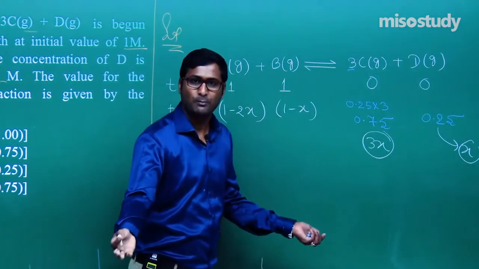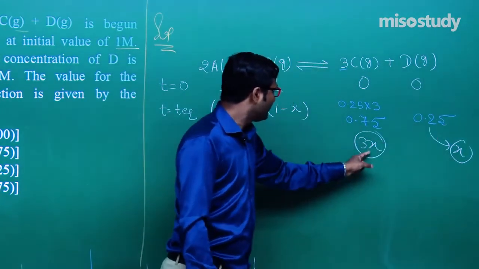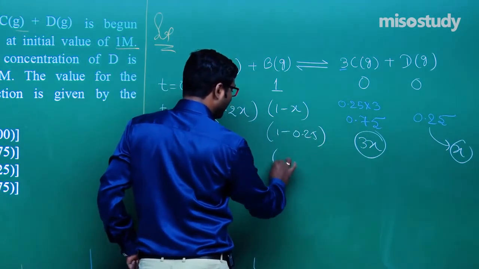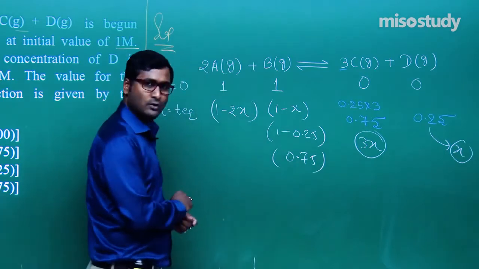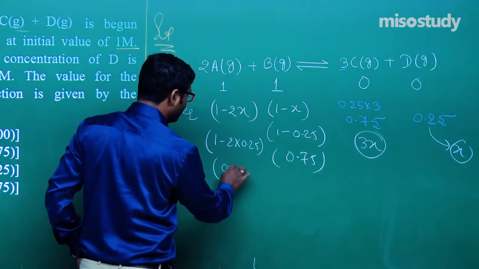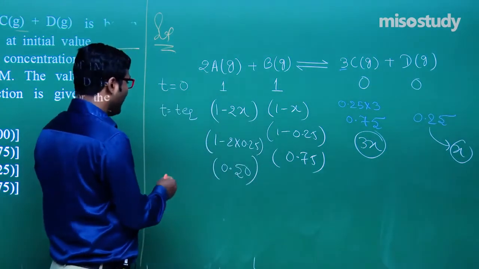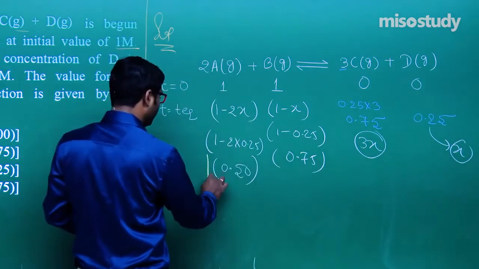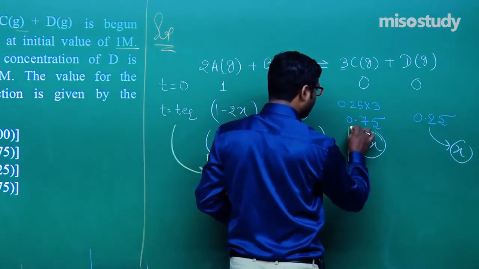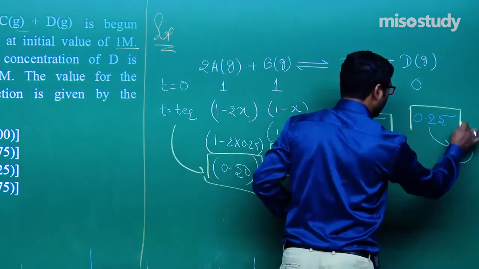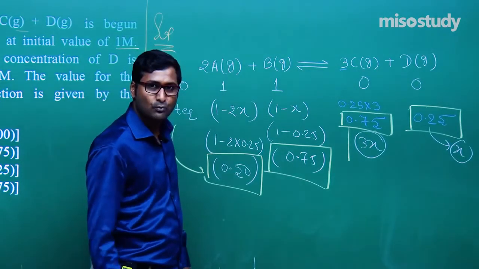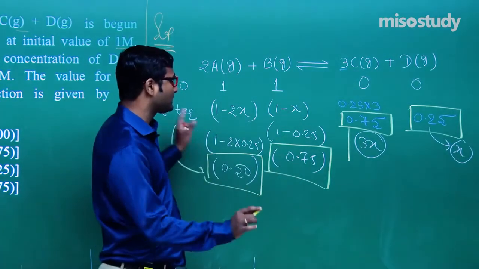This is the expression according to the book's knowledge. Now x is 0.25, 3x is 0.75, 1 minus x is 1 minus 0.25, that is 0.75. Clear to you? And 1 minus 2x, 1 minus 2 into 0.25, what will happen? 0.50. So at equilibrium, this one is the first expression, this one is the second, this one is the third, 0.75, and this one is the fourth. Clear? If you have any doubt, you can easily approach me. This is the expression. Clear?